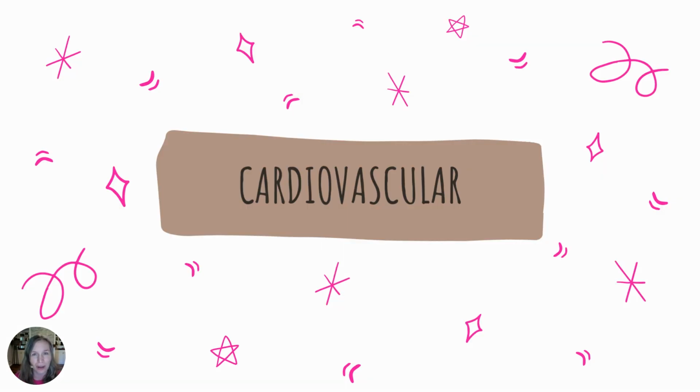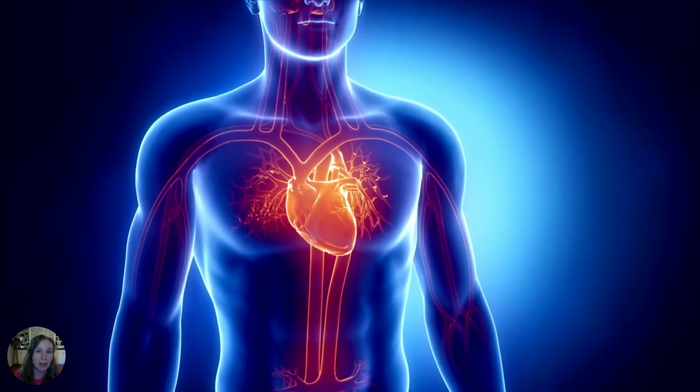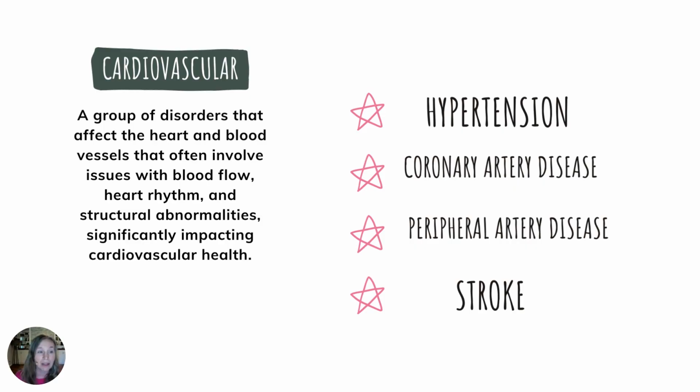Next, looking at the cardiovascular diseases. These ones, as you can imagine, are the ones that are with the heart. But we also have to remember that the heart functions with our blood vessels as well. So, issues with cardiovascular conditions are usually with blood flow, heart rhythm, and other structural abnormalities that all affect how our heart and our vascular system work.